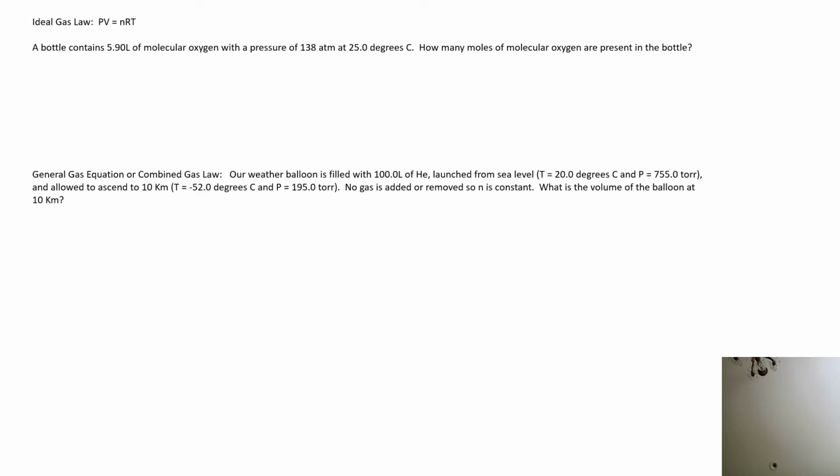Now we're going to do an example problem for the ideal gas law, and then we're going to derive the combined or general gas law equation. So we have a bottle that contains 5.9 liters of O2. It has a pressure of 138 atmospheres at 25 degrees Celsius, and we want to know how many moles of molecular oxygen are present in that bottle.